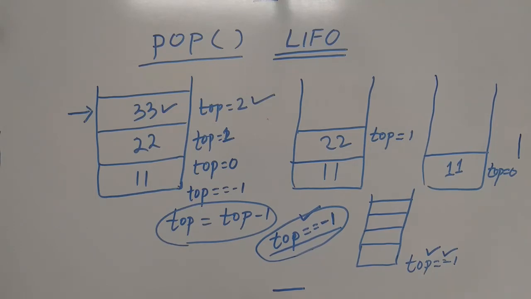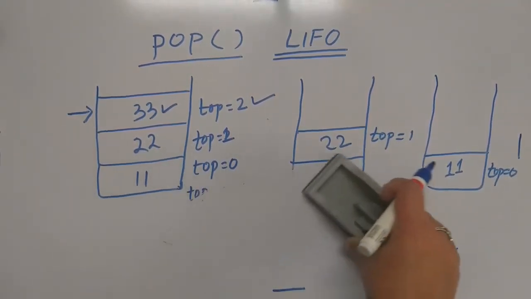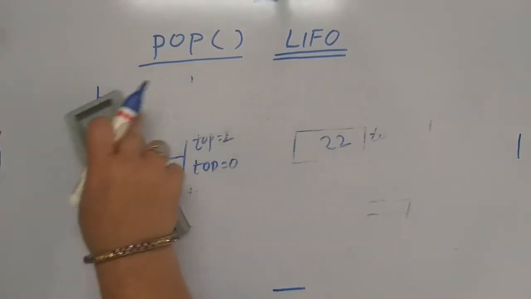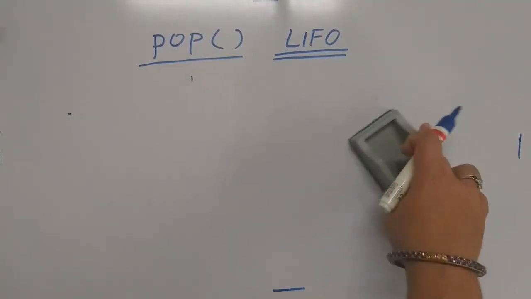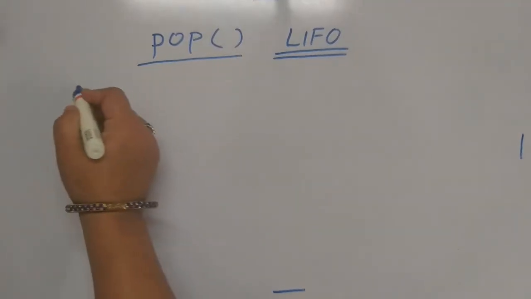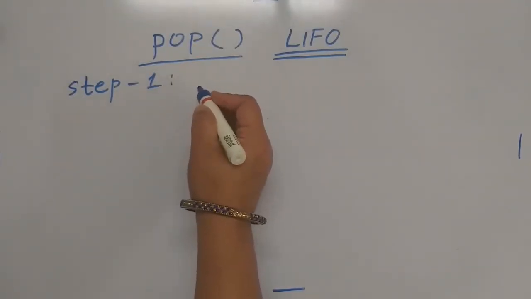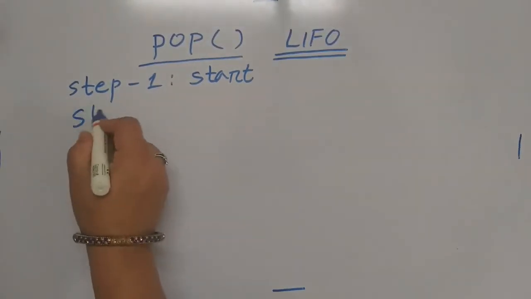Now look at the algorithm, how we write it down, and after writing the algorithm I will explain once again by giving another example. First we write down the algorithm of the pop operation. Here the name of the operation is written as pop. First we write step 1. Step 1 is start. Already you know that in every algorithm you write start. Then step 2.